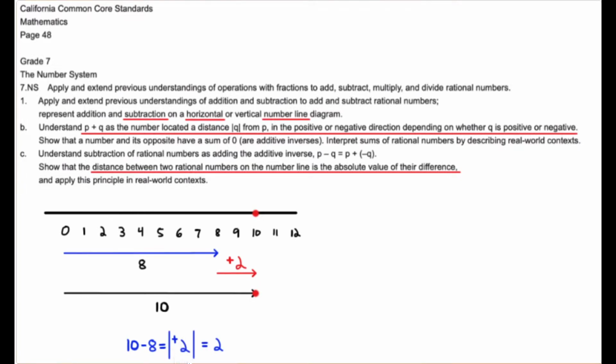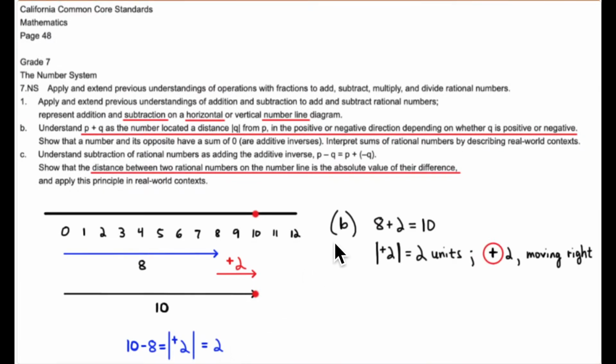So we're going to get to this in just a second. But the distance is the absolute value of positive 2, which is 2. So B up here says you have P and Q. That equals a value. So that equals 10. So 8 is P, 2 is Q.